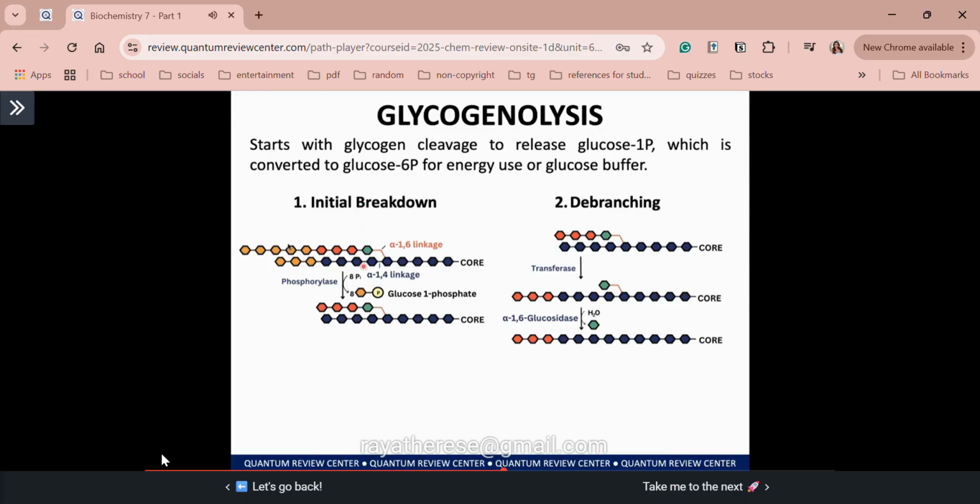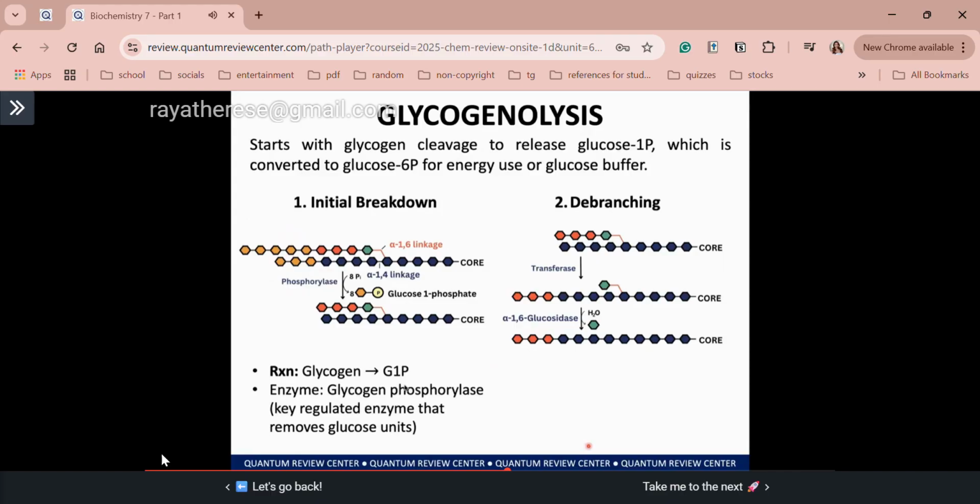First one, initial breakdown. Sir, what is the main reaction here? Straightforward. From your glycogen, we will cleave its monomeric units to form G1P. Sir, what are the monomeric units that are cleaved? So here, class, in our visualization, those are your monomeric units colored in orange. So as you can see here, we were able to liberate 8 glucose 1-phosphate monomeric units. So sir, what is the enzyme responsible here? So as you can see, phosphorylase enzyme. So in particular, it's your glycogen phosphorylase.